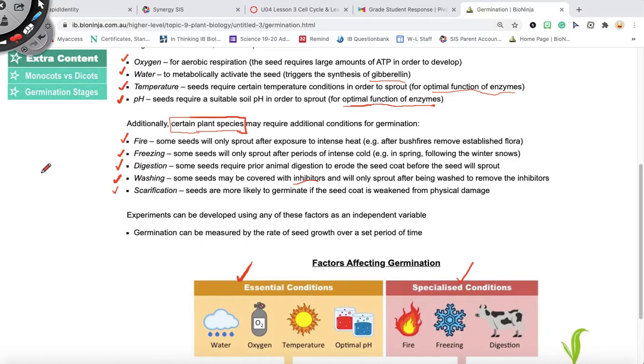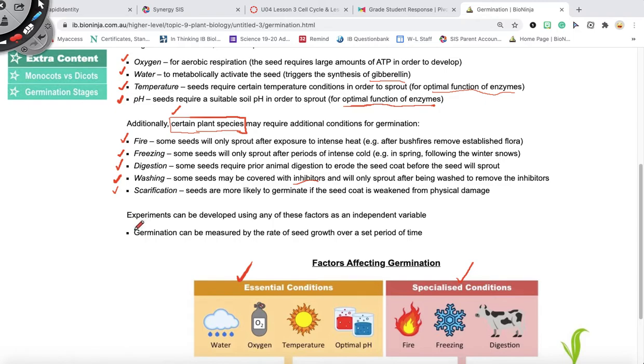So this would make for an excellent IA. This would make for an excellent experiment. But you have to do some research because not all plant species will germinate based on these conditions, right? You can't just scar any seed and expect scarification to germinate every single plant species out there, right? So careful research needs to be done before that.